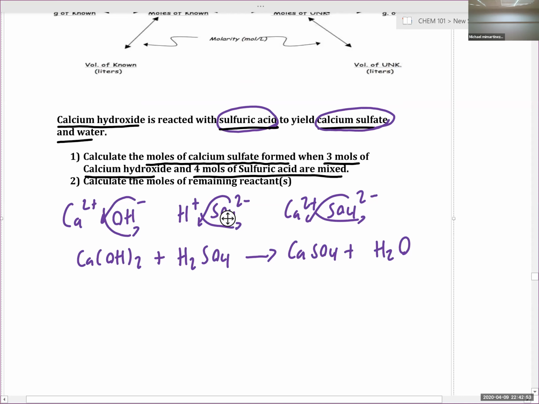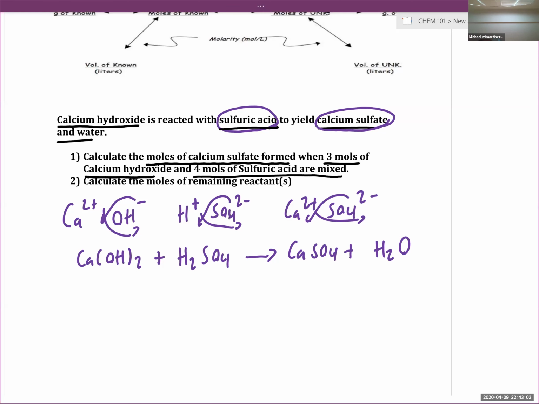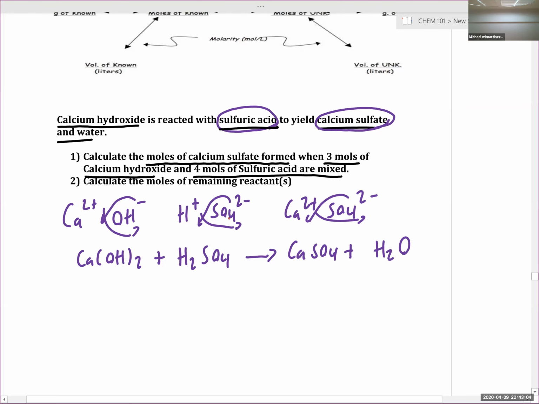Now, looking at this equation, is this equation balanced as written? Is this equation balanced? This is very critical. If we don't have a balanced equation, we're stuck. No, it's not, right? So counting on the left-hand side, we have a total of 4 hydrogens and 6 oxygens. On the right-hand side, we have 5 oxygens and 2 hydrogens.